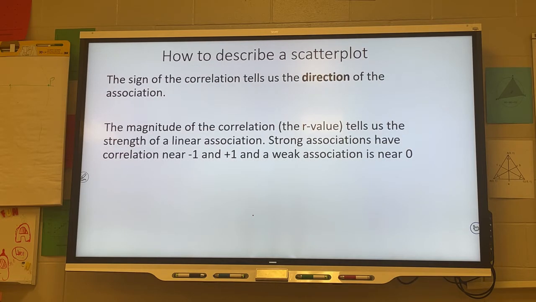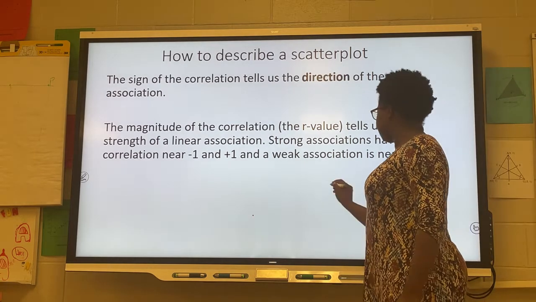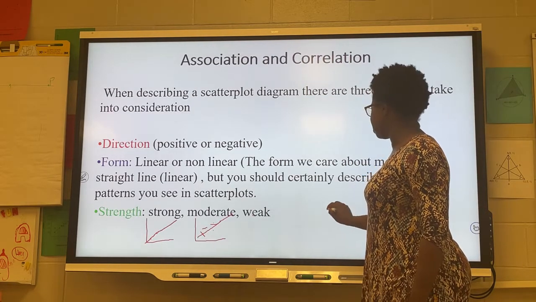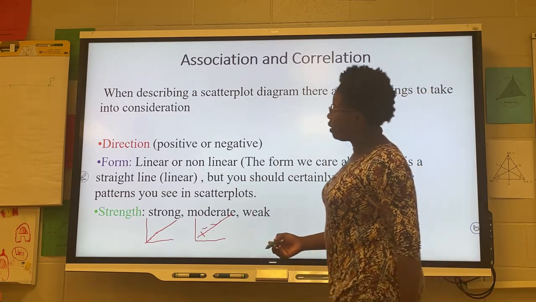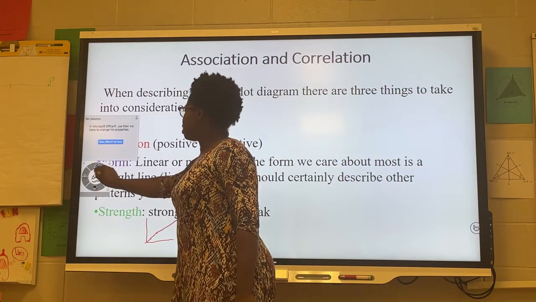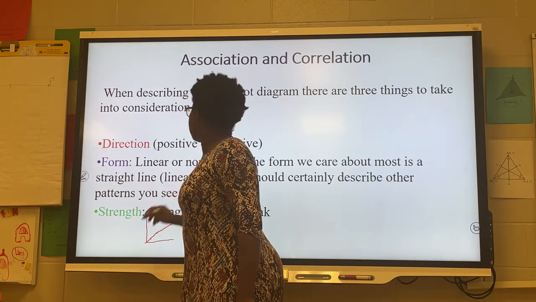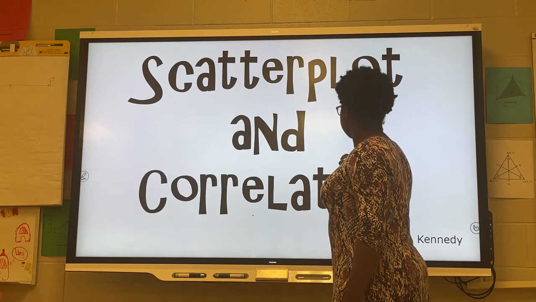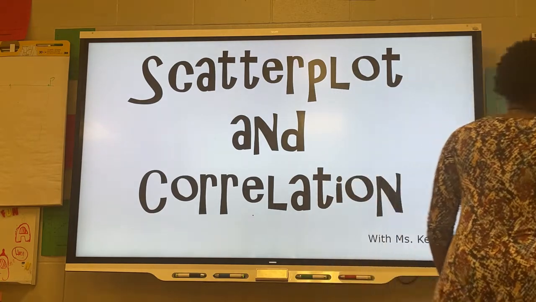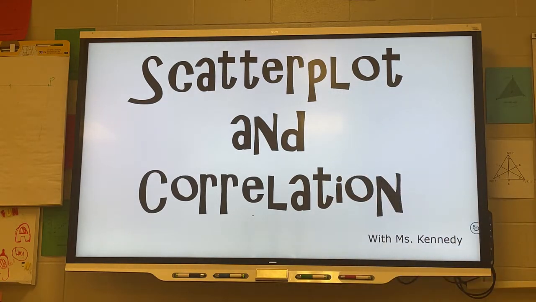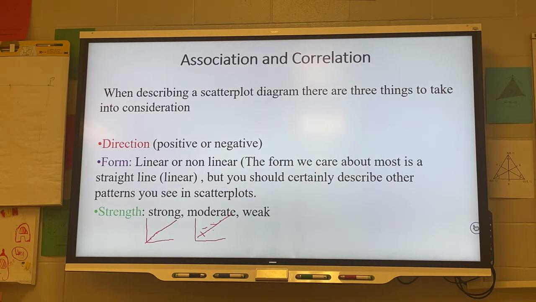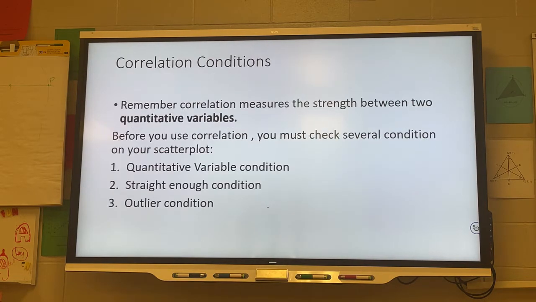So when it comes to your correlation, the correlation lies between two points, -1 and +1. The closer it is to -1 and +1, the stronger the relationship is between the variables. And so we can describe the correlation as being strong positive, strong negative, weak, or no correlation.